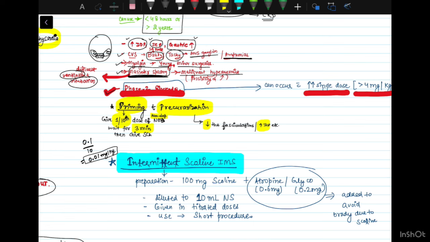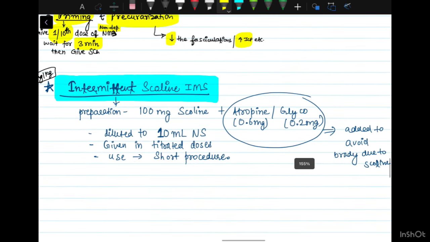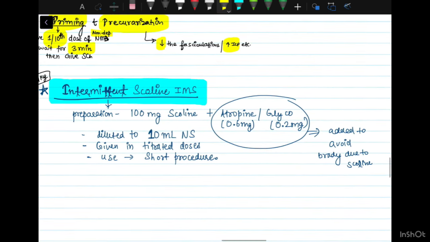These were the side effects, the most important side effects. I just want to talk about intermittent Scoline IMS also. This is a new concept, and most government hospitals are not using it because of the risk of phase 2 blockade. We know that we should not repeat the dose of succinylcholine because of the risk of phase 2 blockade.